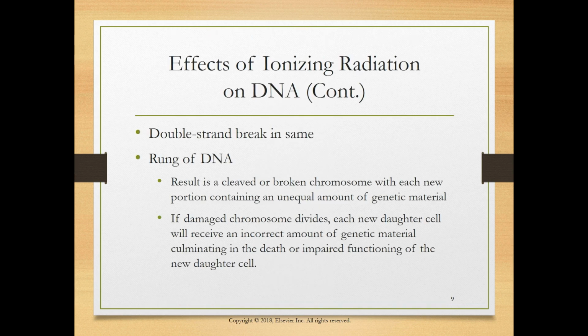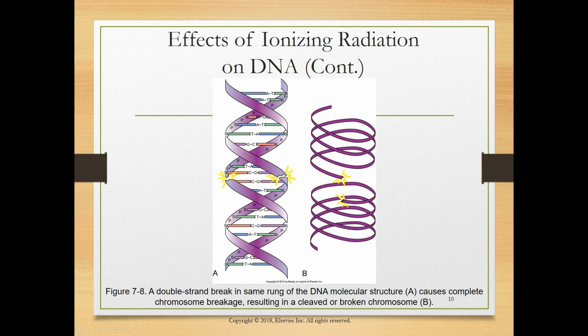So the types of DNA damage are going to be the single strand break, the double strand break, and this third type is the double strand break in the same rung of DNA. This is what that looks like. Okay, if this results, each new portion contains an unequal amount of genetic material. And if this were to divide, each new daughter cell will have the incorrect amount of genetic material. This results in cell death or the impaired functioning of the new daughter cell. And that's all we're going to cover on the DNA damage.